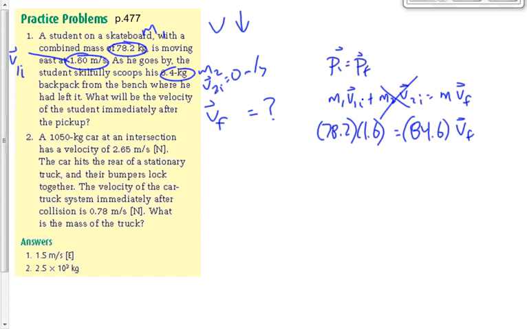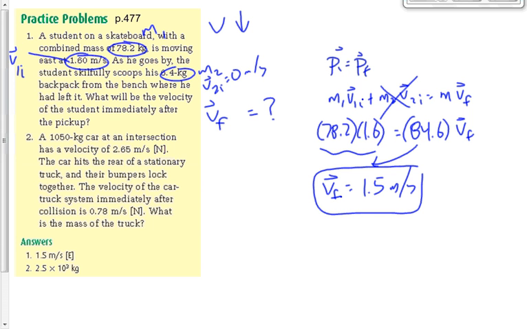Solve for VF, right? All right, so multiply these two together, then divide by 84.6. And when we do that, we should get the answer that's in the book. I would assume 1.5 meters per second. Is that good? Good. All right.